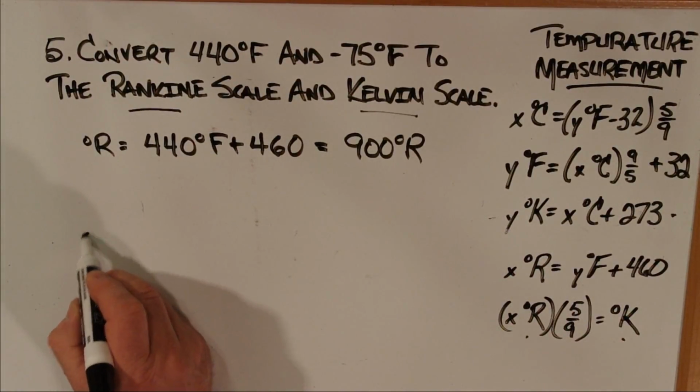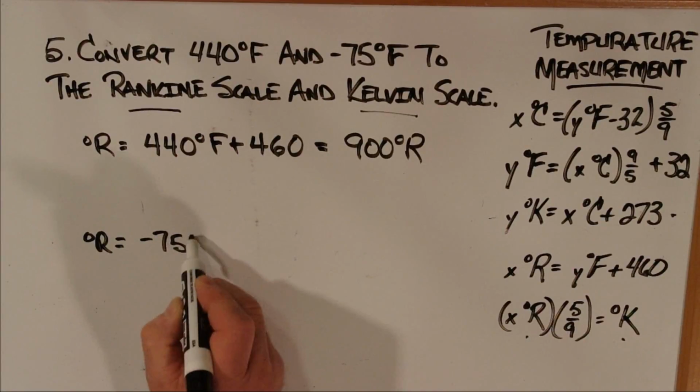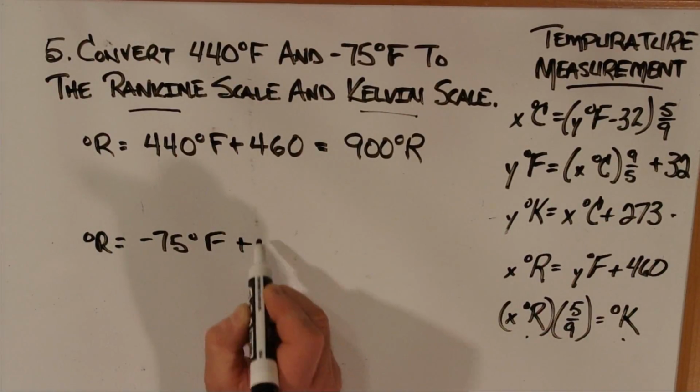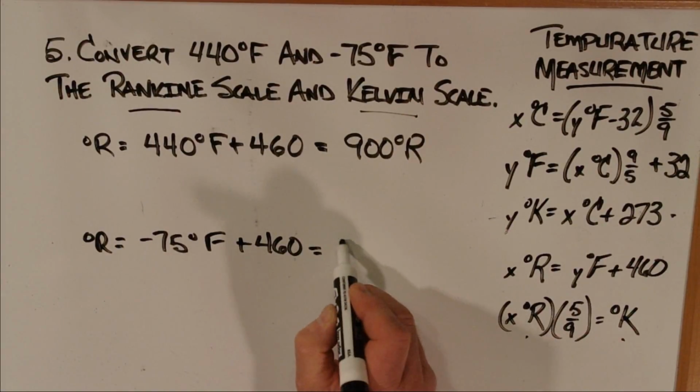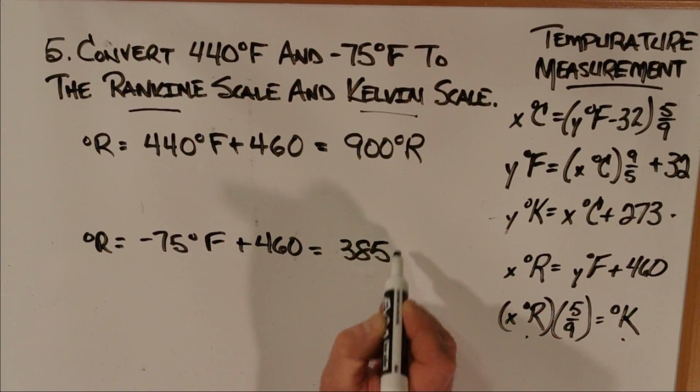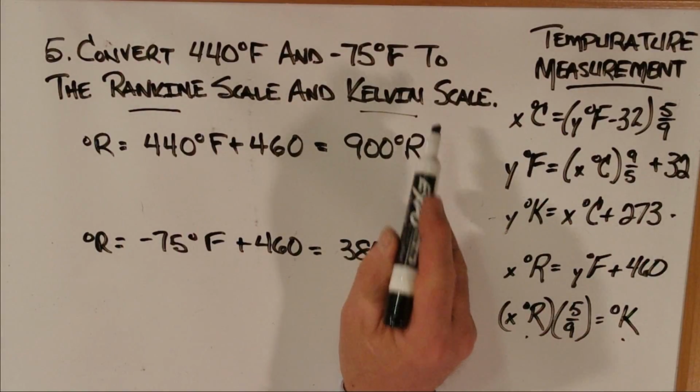The second half of the problem, degrees Rankine will equal negative 75 degrees Fahrenheit, to which we add 460, come up with a numerical value of 385 degrees Rankine. To convert these numbers into degrees Kelvin, we multiply by 5 over 9.